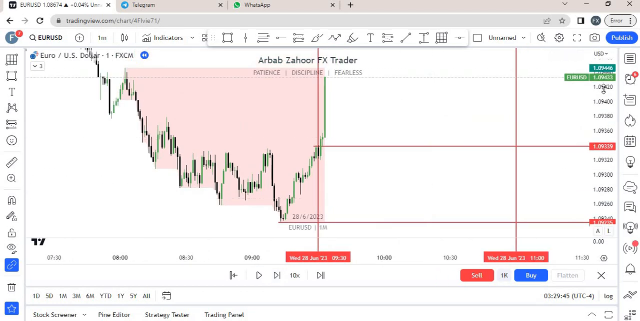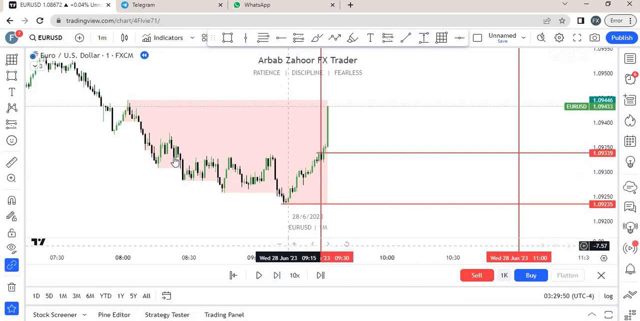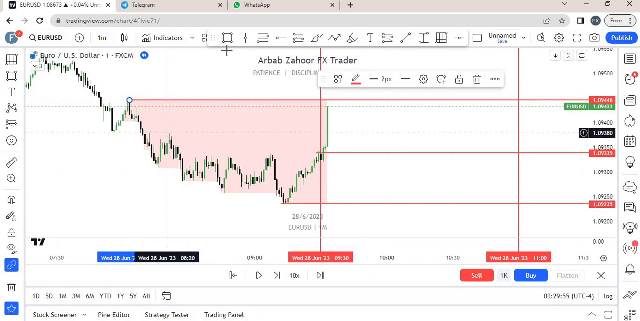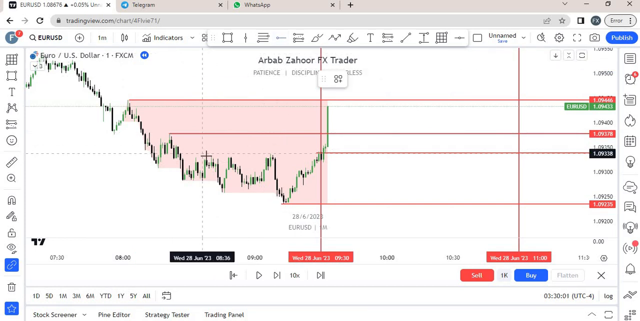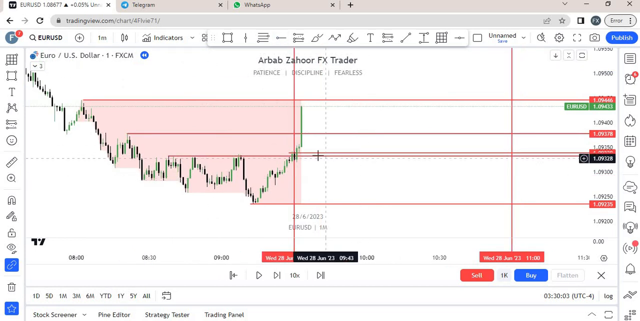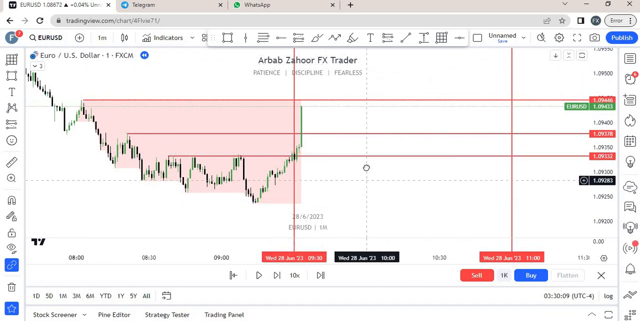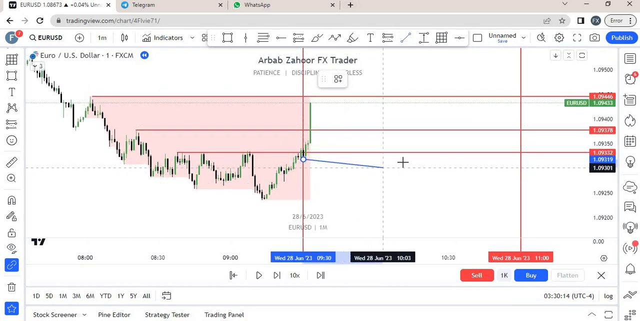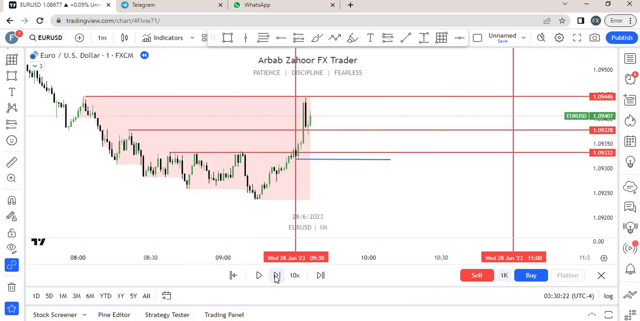Price took out liquidity, and we have to mark out this area as well, because price also took these equal highs. Let me delete some of these lines. What we want to see is a market structure shift with displacement at this swing low area. So we'll see what price will do, how it behaves.